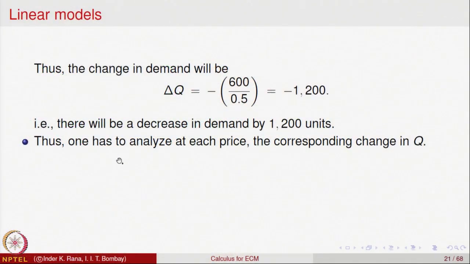That means, in this scenario, as the price of the music player goes up, any increase will make a decrease in the demand. So, thus in this model what we are saying is one has to analyze at each price the corresponding change in Q. At each value of P, even if the price increase or decrease is same, the effect on the demand is different. So, at every point P, we have to calculate what is the change in Q.